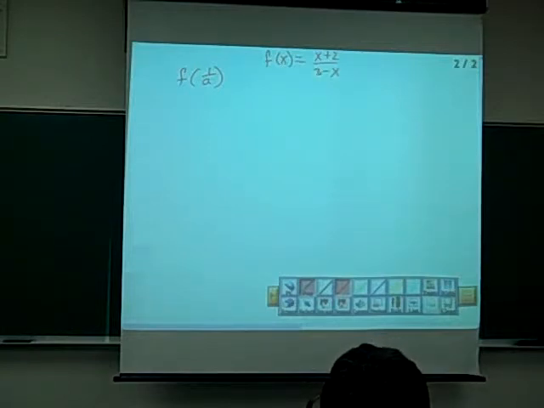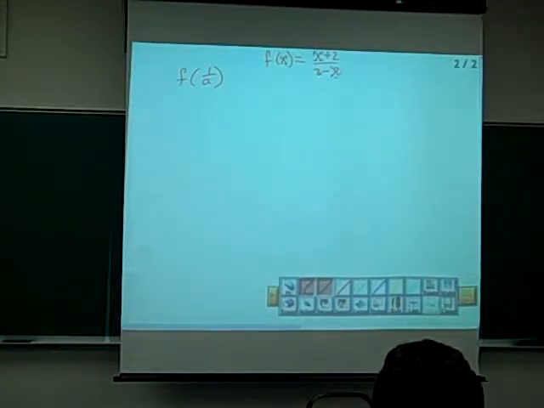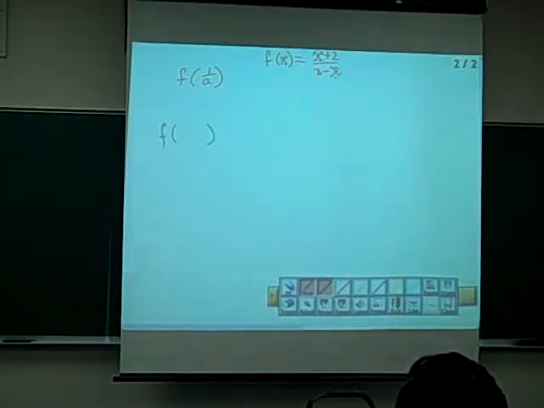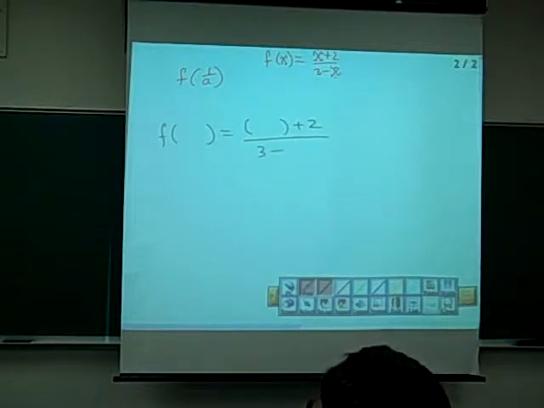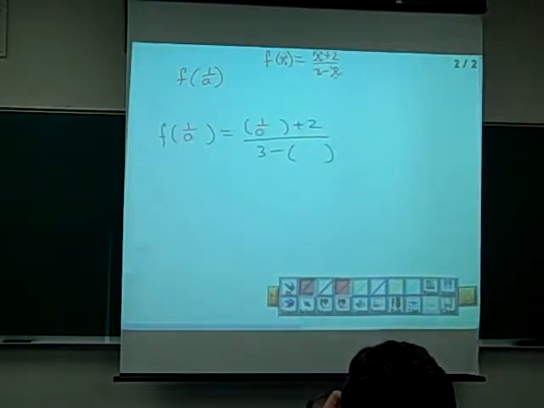Minus x, right? So again, we're cutting the x out and putting parentheses on each one of these. So this will be f, and then parentheses. And then where the x is we put parentheses, plus 2 over 3 minus, and where the x is we put parentheses again, right? Now, where x was, we're going to put in 1 over a. So we're going to put in 1 over a here and 1 over a here, right?